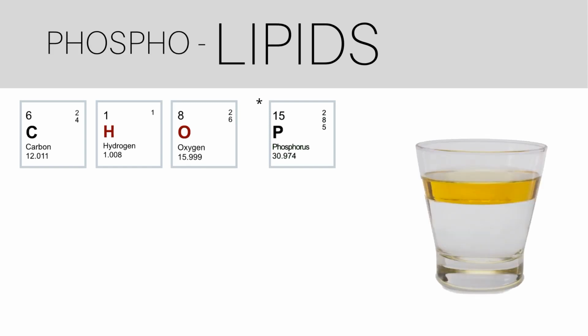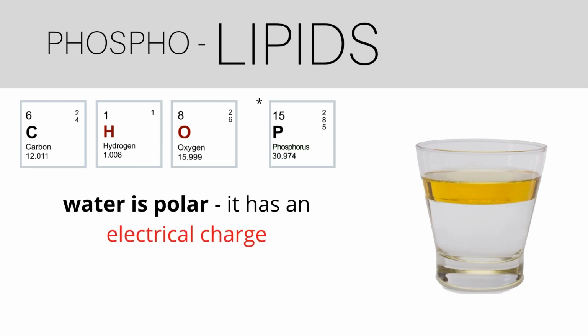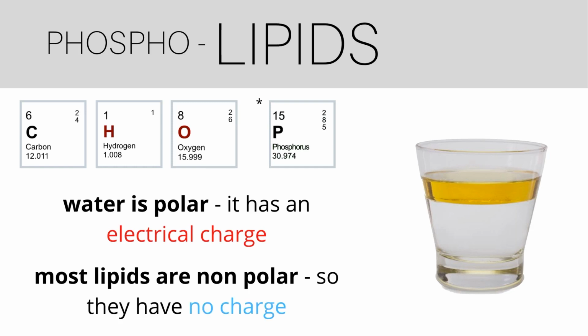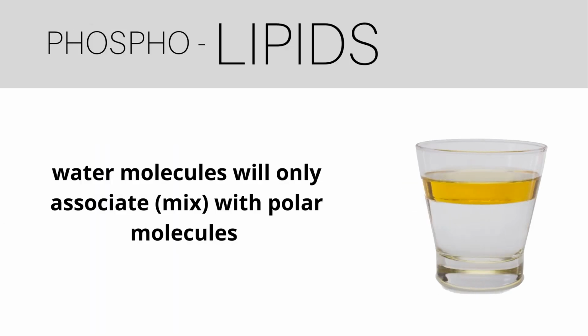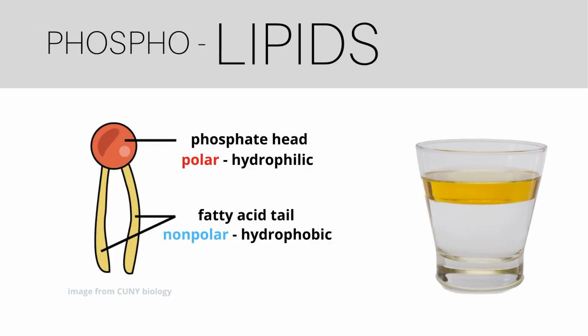This is a cup of oil and water, and you can see that they don't mix. They don't mix because water molecules are polar, meaning they have an electrical charge. Lipids, for the most part, are nonpolar, meaning that the molecules have no electrical charge. Water will only associate with other polar molecules, which is why we see the separation of oil and water here, because water only wants anything to do with other molecules with a charge. Lipids having no charge won't mix with water.